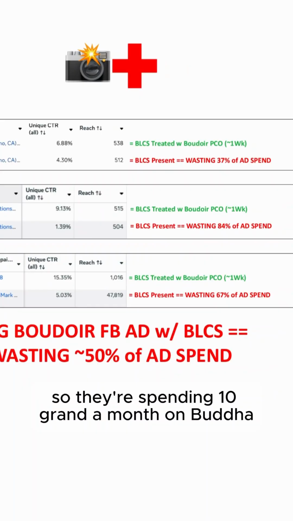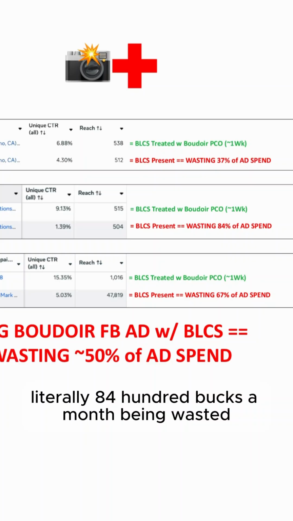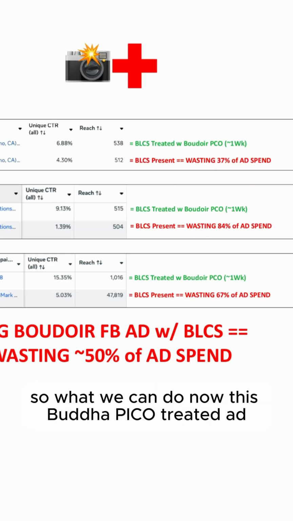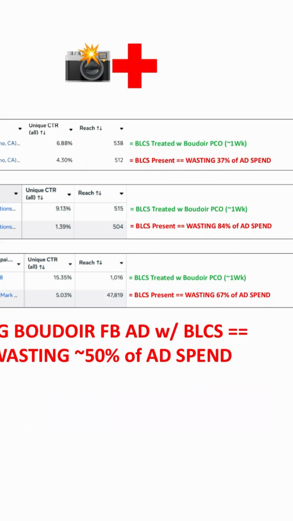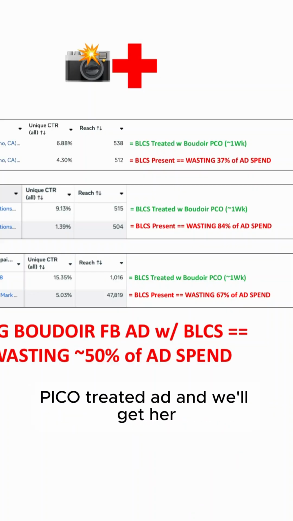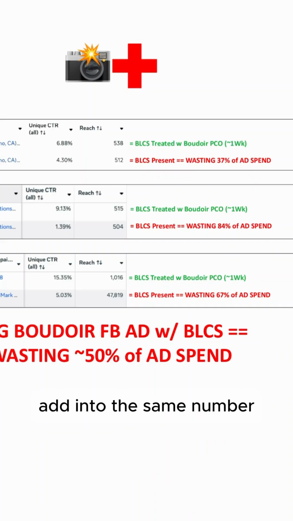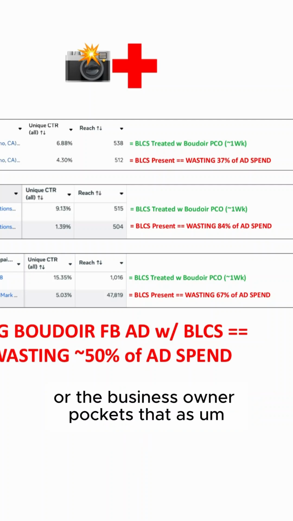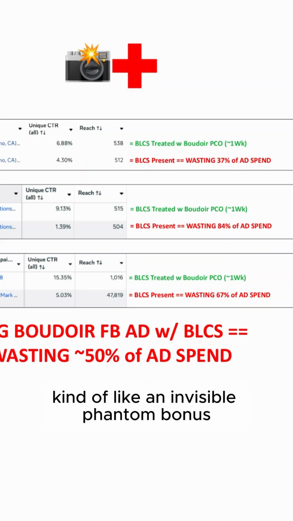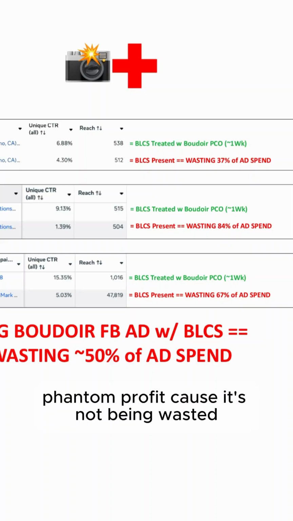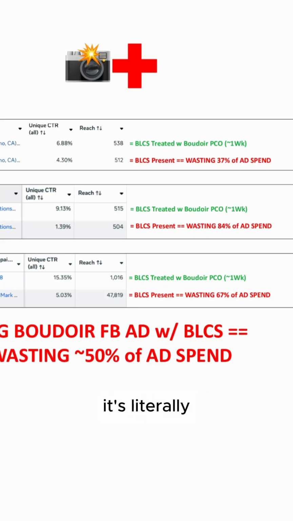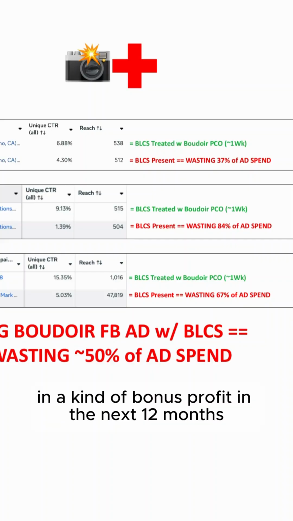So if they're spending 10 grand a month on Boudoir Facebook ads, literally $8,400 a month is being wasted, thrown out the window. So what we can do now with this Boudoir Pico treated ad is eliminate that wasted ad spend, only spend the difference, $1,600 a month on the Boudoir Pico treated ad, and we'll get our ad into the same number of women's brains as the original at 10 grand a month spend. So massive gains there, and the business owner pockets that $8,400 as kind of an invisible phantom bonus, phantom profit, because it's not being wasted. It's literally something like 100 grand in bonus profit in the next 12 months.